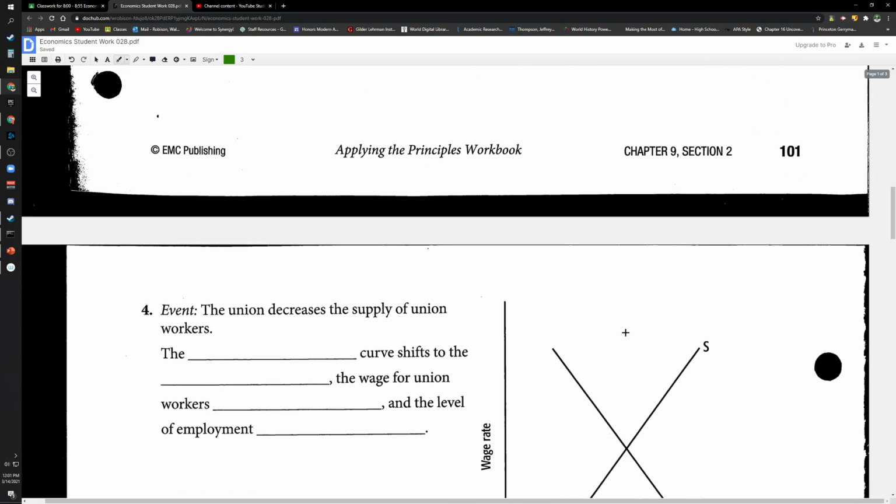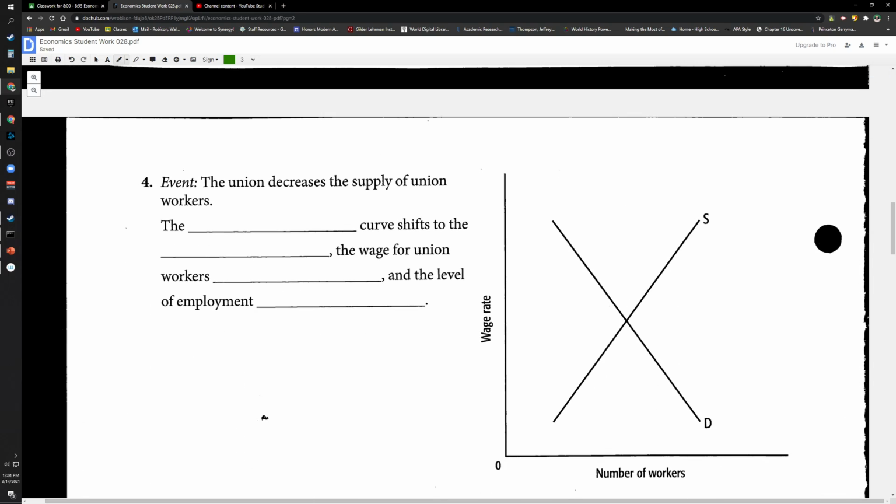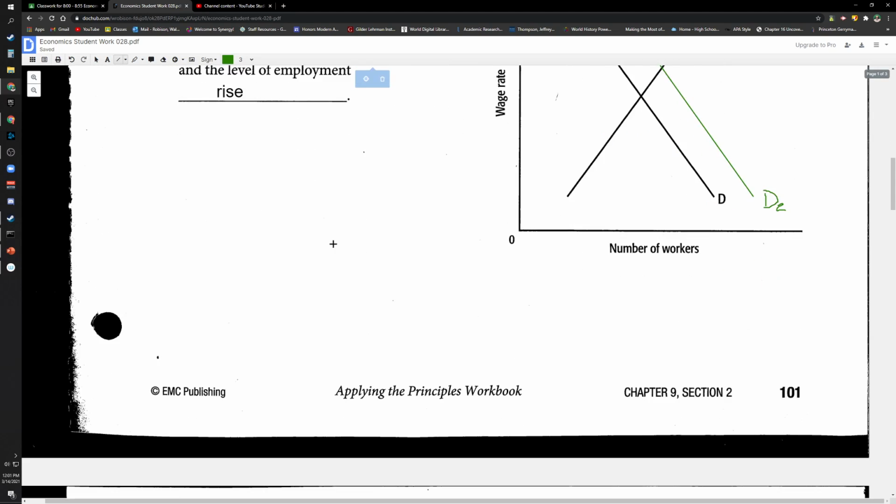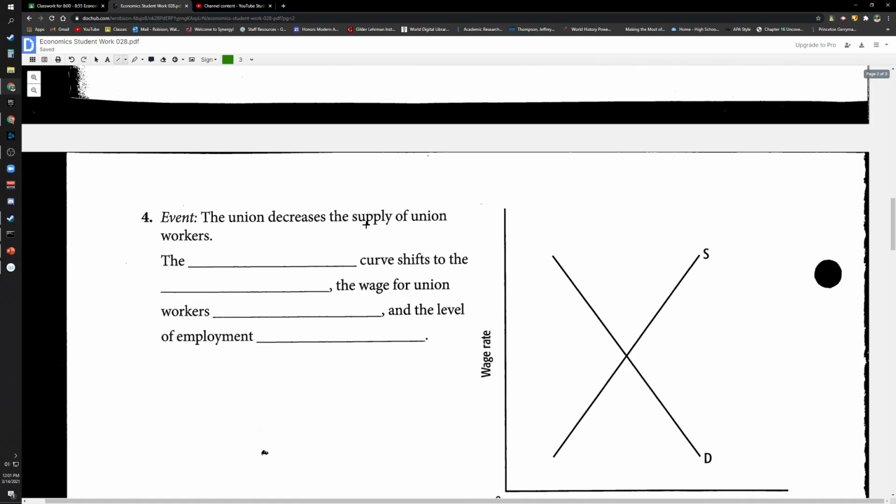Okay. So now we go with what happens if the union decreases the supply of union workers. So what we're going to be doing now is changing the supply. If you look at it, in case you're confused, this says the word demand. That's why we know it's the demand curve. This says it's the supply. That's why we're changing the supply curve.